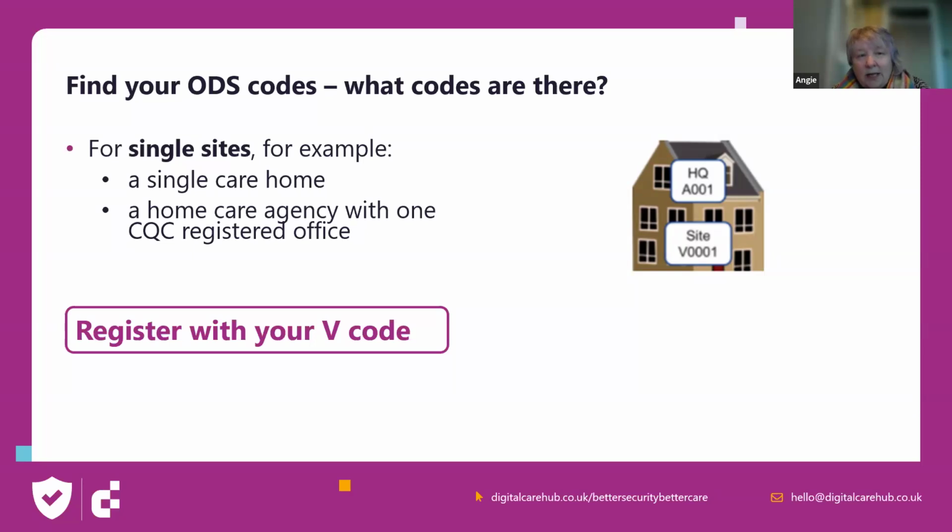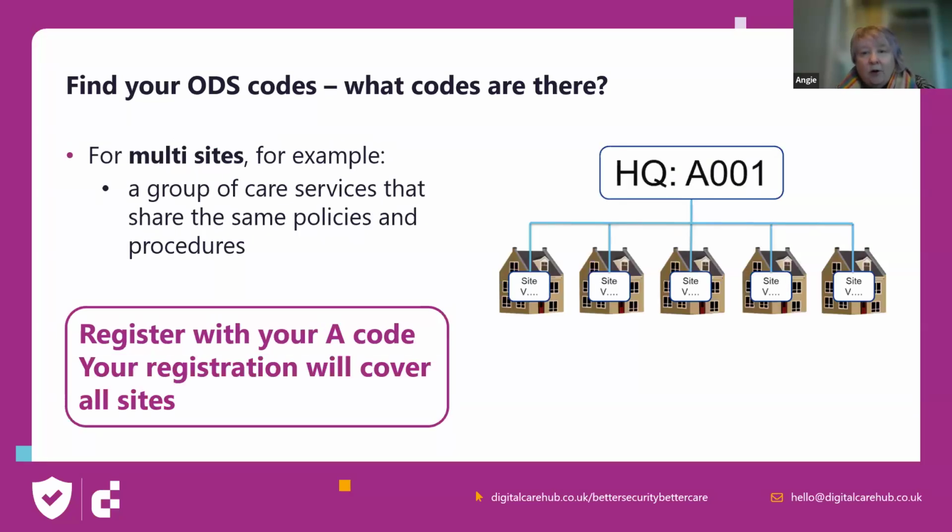So for single sites, for example, you should register with your V code, okay? So you will have an A or a C code, which will be your head office, but your V code will be your single care home or home care agency site that you will register with. So just ignore the A or the C code. And if we go to the next slide.